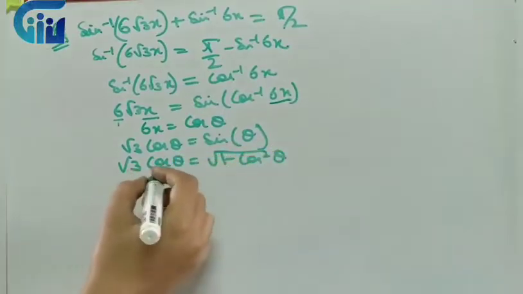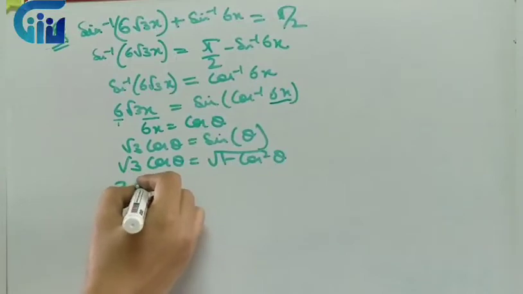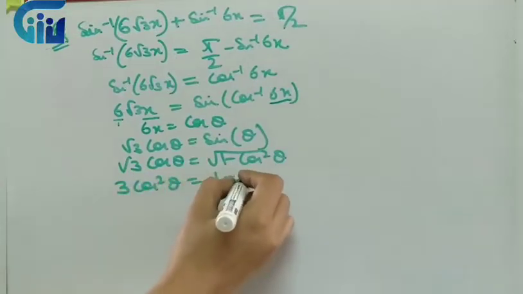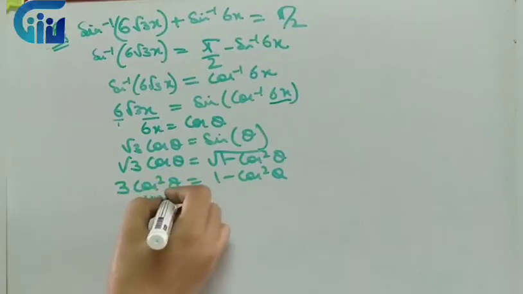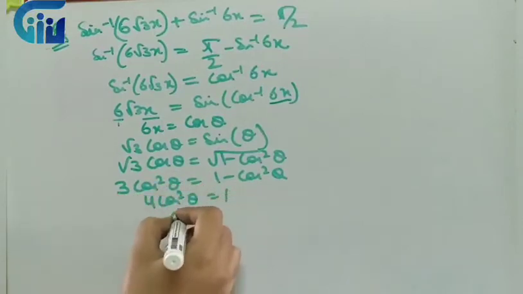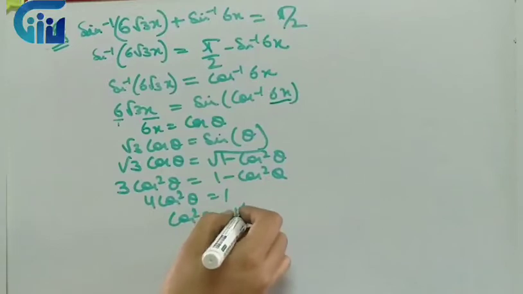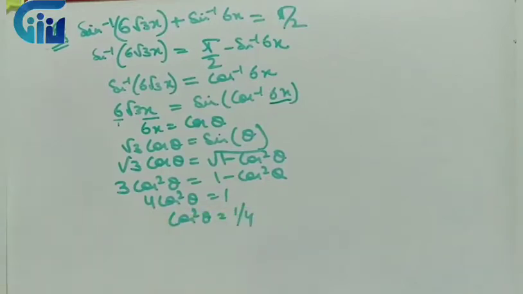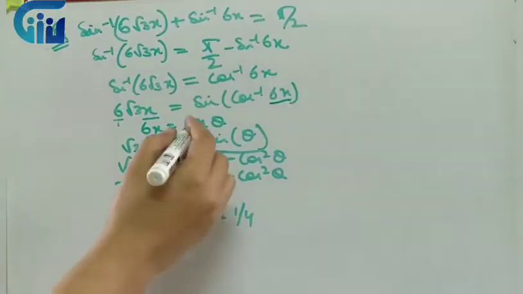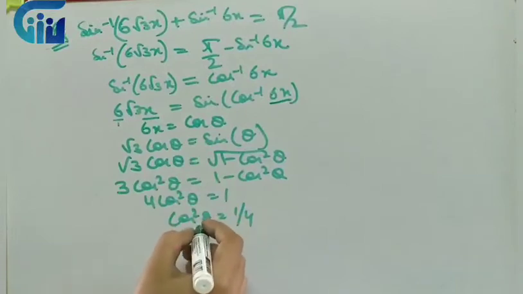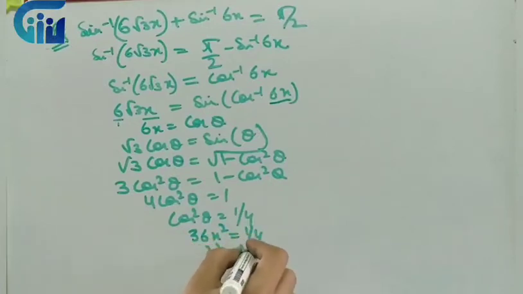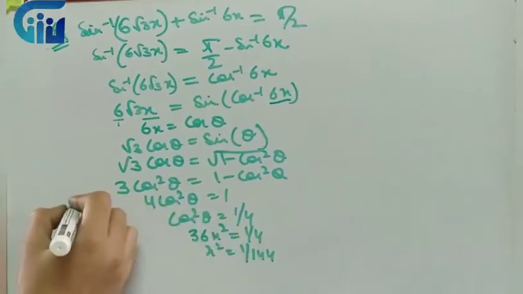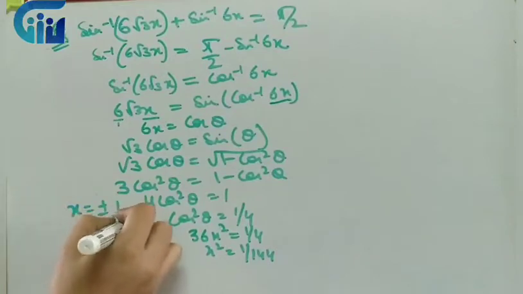Now squaring both the sides will give me 3 cos square theta is equal to 1 minus cos square theta, right? So further if I solve, this will be 4 cos square theta is equal to 1. Cos square theta is 1 by 4. Then cos square theta was 6x, so this can be written as 36x square is equal to 1 by 4. So x square is 1 upon 144 and x will be plus minus 1 upon 12.